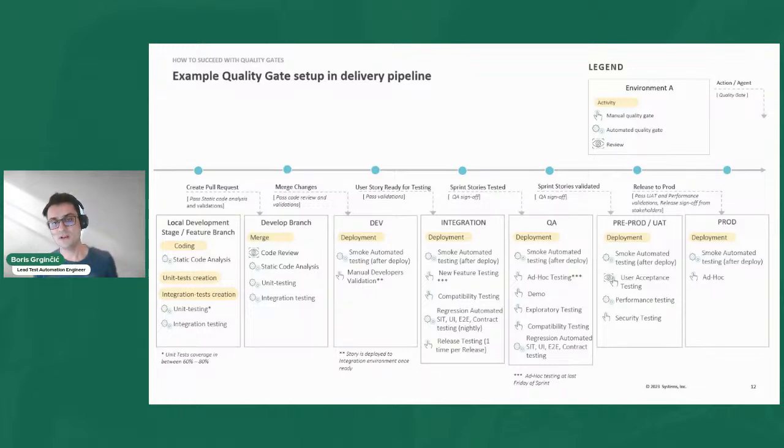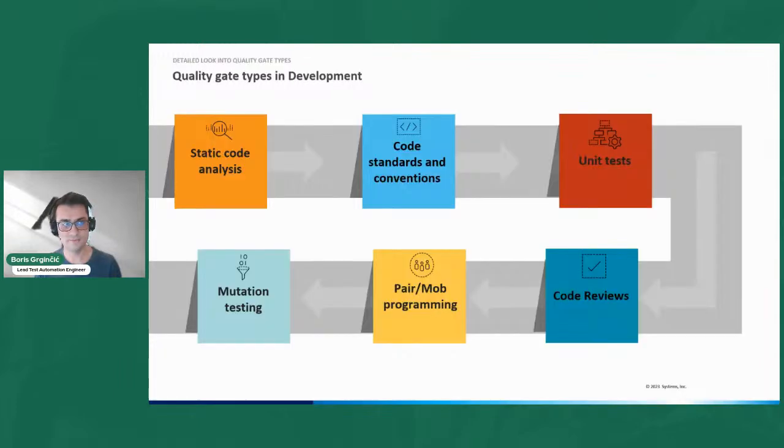And then finally, if all these quality gates are passing, we're pushing things to production, where we have a combination of smoke tests and ad hoc testing. If these quality gates are passing, everything is okay, but if they are not passing, there's probably going to be some kind of rollback. So here we're not pushing things any further. Okay, but let's now look at some of these quality gates in more detail.